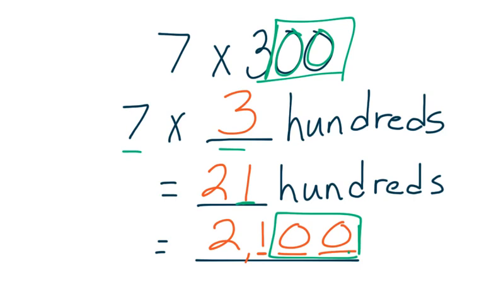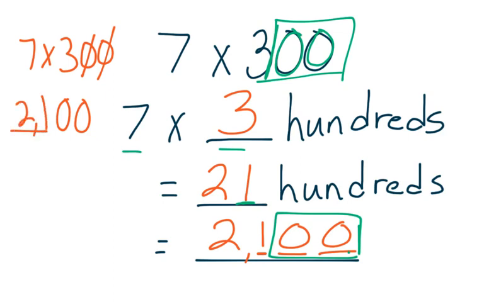So all we had to do when we were multiplying this number, 7 times 300, would be to remove our 2 zeros and add them into our product of 21, with 2 zeros, or 2,100. That would be our final product. Let's take a look at another problem like this.